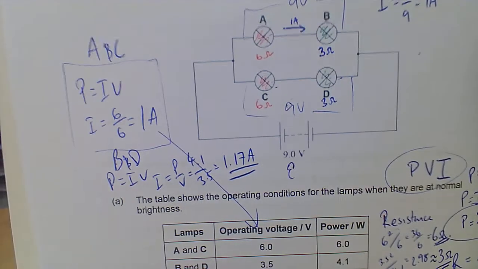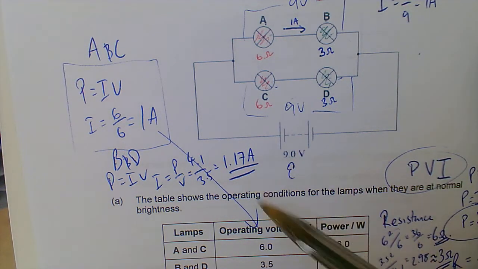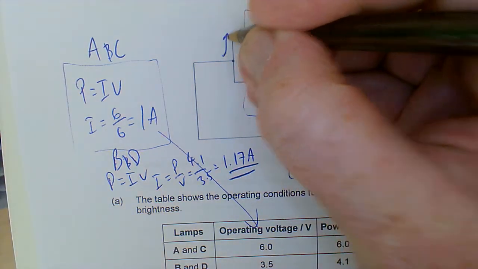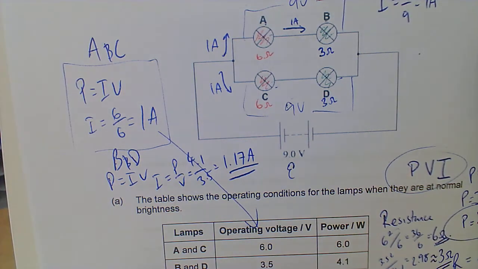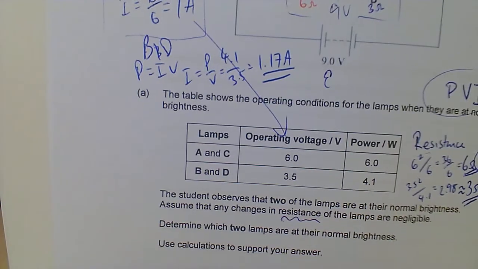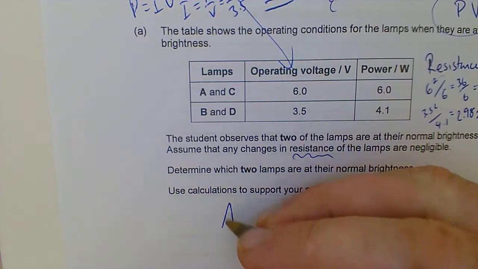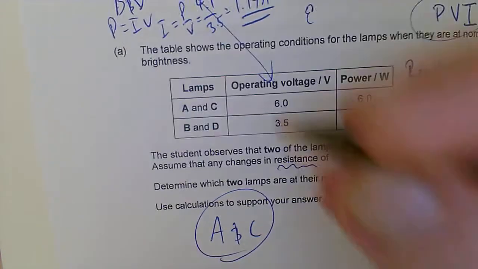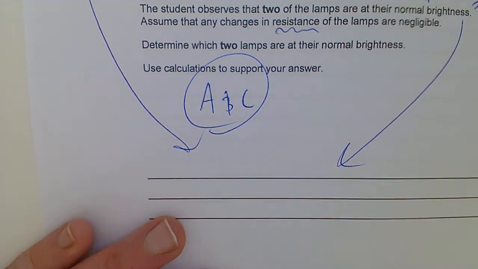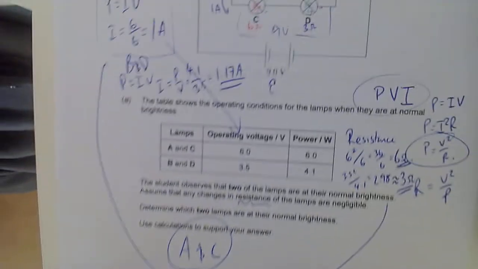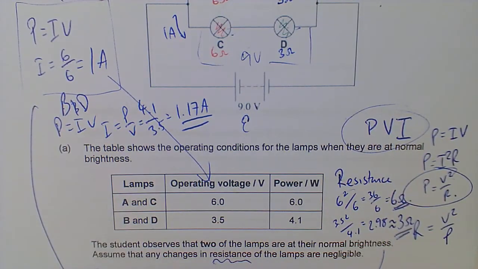Hence A and C would need 1 amp, B and D would need 1.17. Now we've just established that it's 1 amp going through each branch of that parallel circuit. So which ones are working at their normal brightness? A and C. And all this calculation would of course go in this area here. I was just trying to keep it close to the circuit. Alright, okay, moving on.